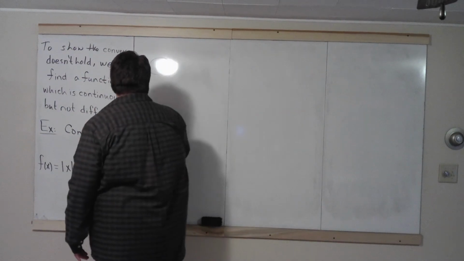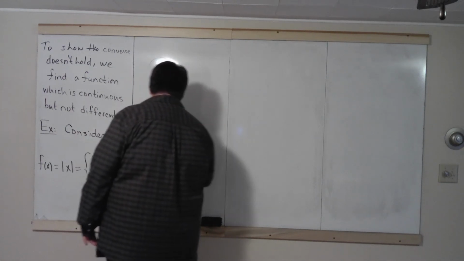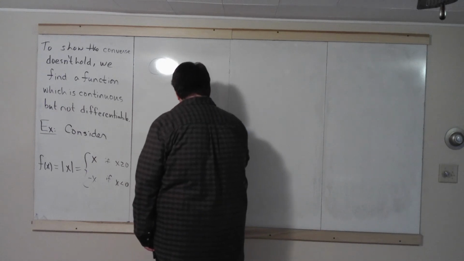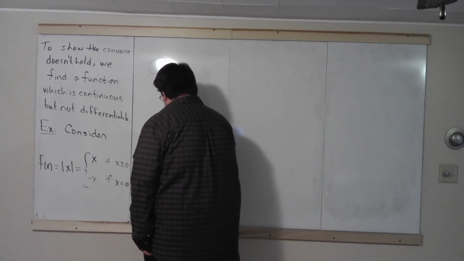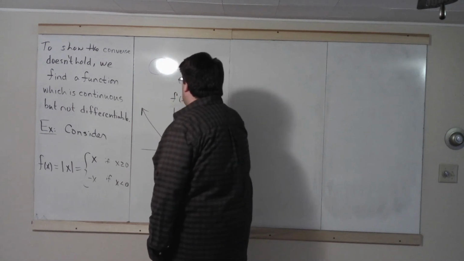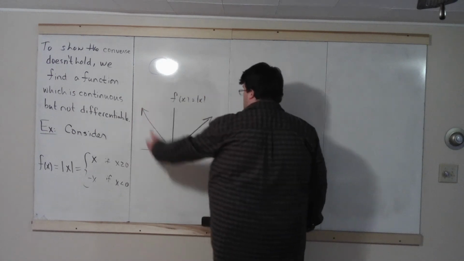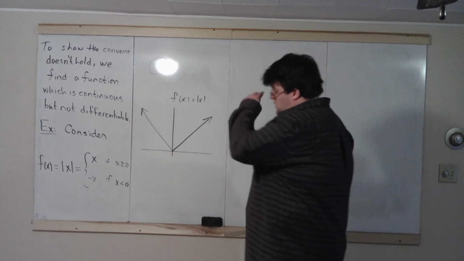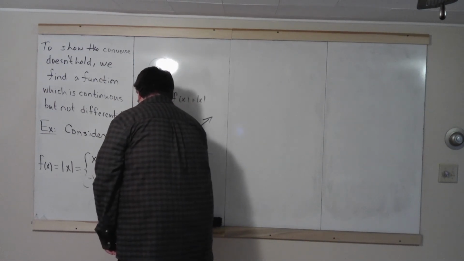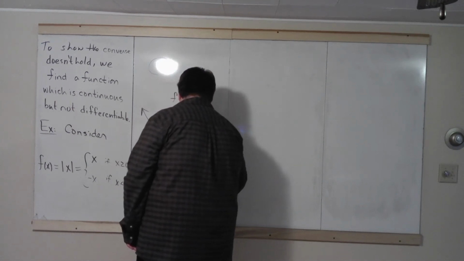So first, we'll draw the function. There's a Cartesian plane. This function, absolute value, looks like this. This is a continuous function. You can draw it without lifting your writing implement. Notice this is continuous, and notice f of x is continuous.